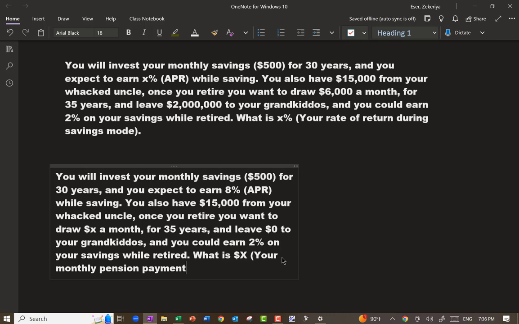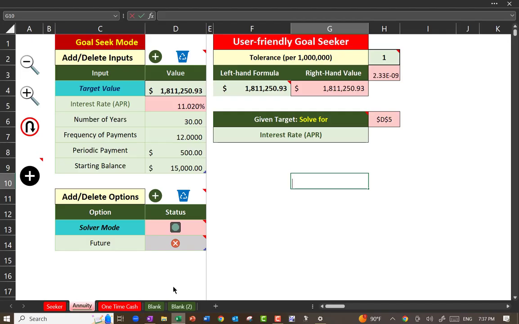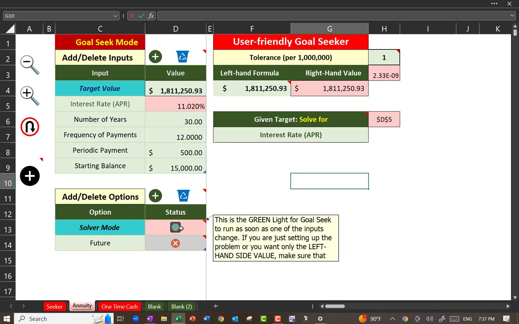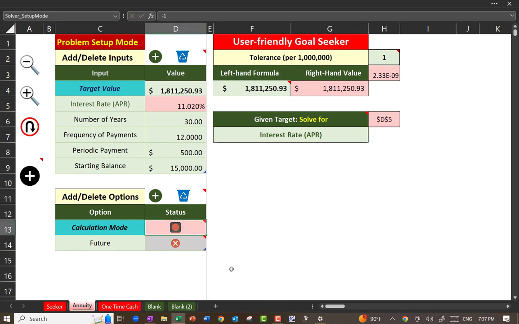Now I know what's going to happen now, but I don't know what should happen in the future. So first things first, I'm going to figure out if I'm saving 500 a month for the next 30 years while earning 8%, and I'm starting with 15, how much am I going to have when I retire at 50? So let's go back to our problem. We're going to be in calculation mode because I'm going to read off something from the left-hand side. And I do need to calculate futures.